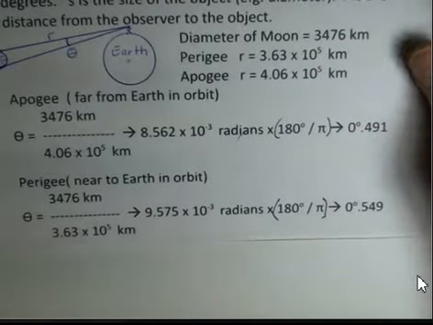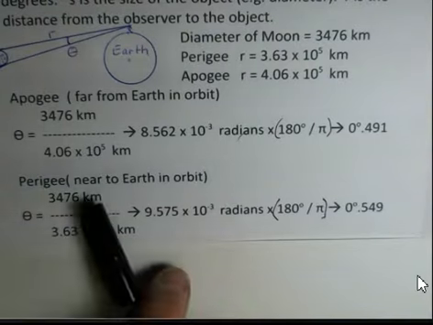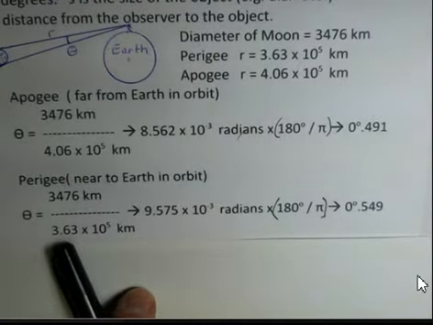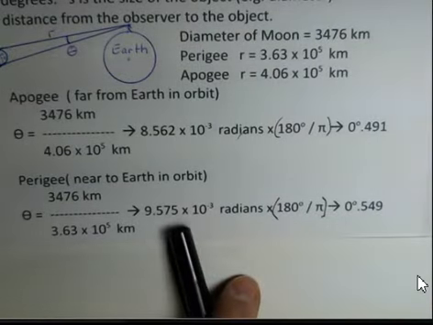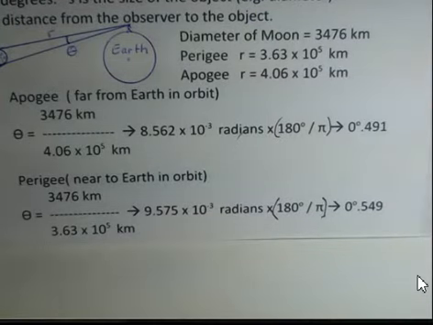Then at perigee, when the moon is close to the Earth in its orbit, same diameter of the moon, but now the distance to the moon is different. It's smaller because we're close to the Earth, and we get a different number of radians, a larger number, because our distance is smaller. And converting that, we get 0.549 degrees. So that is our angular size of the moon when the moon is relatively close to the Earth.